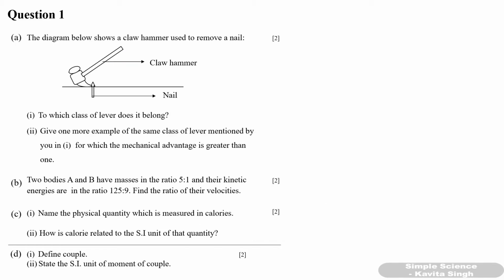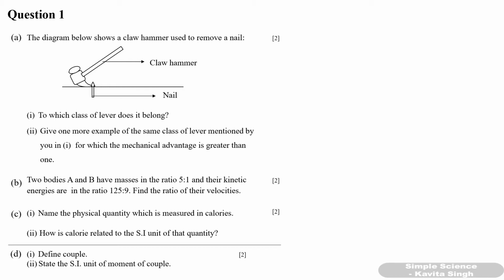I will also give you the marking scheme, so you will get a fair idea how you have to write your answers. So this is question number 1. Each question in section 1 will have 5 subparts. So question number 1, first part is the diagram below shows a claw hammer used to remove nail.